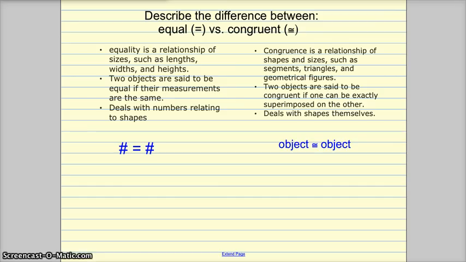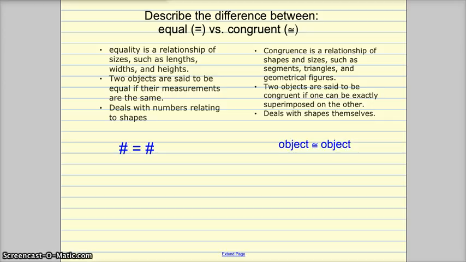The other detail that students feel similarly about, why are there 2 different things, is the word equal versus the word congruent. We use the word same a lot of times. My pencil is the same as your pencil. In math, though, we have 2 different ways to refer to the word same. We have equal and we have congruent.